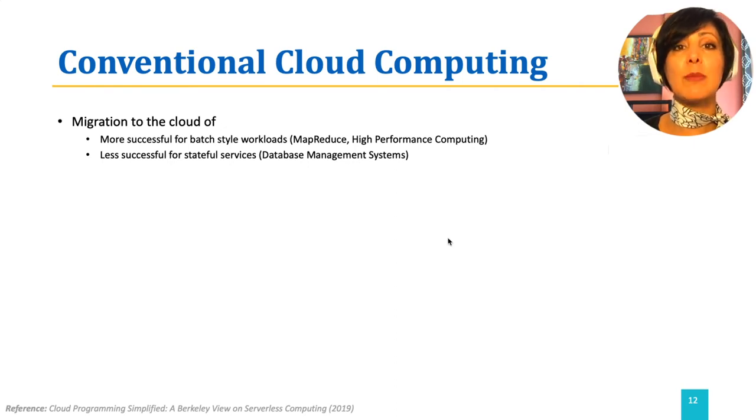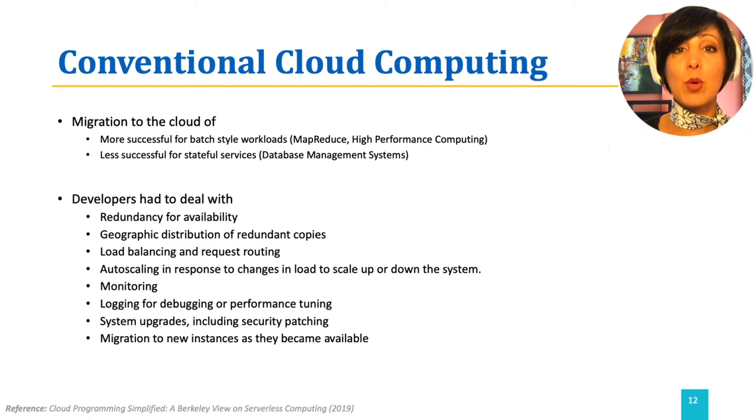In the conventional model, developers had to deal with most of the complexities of their systems, including redundancy in their design to ensure availability, geographic distribution of redundant copies if they were required, load balancing and request routing, auto-scaling in response to changes in load to scale up or scale down in the system, monitoring, logging, system upgrades, patching, and migration to new instances as they became available.